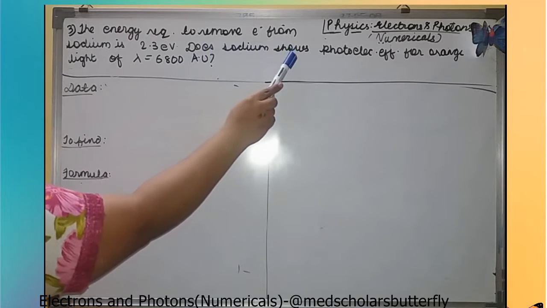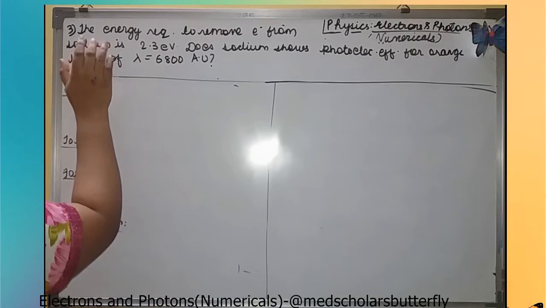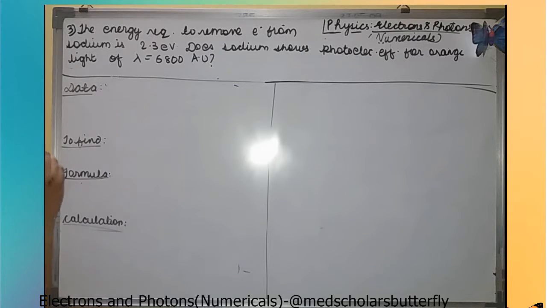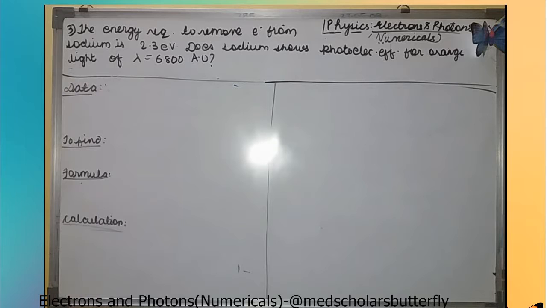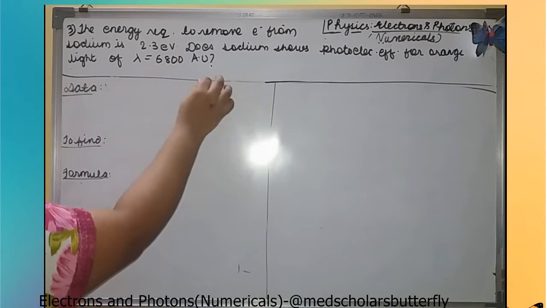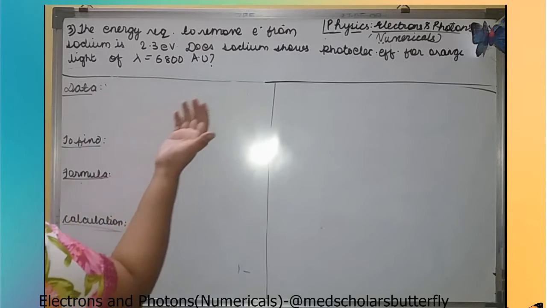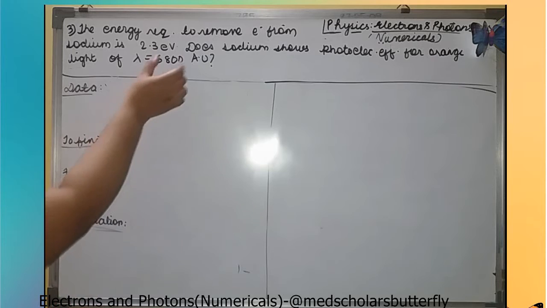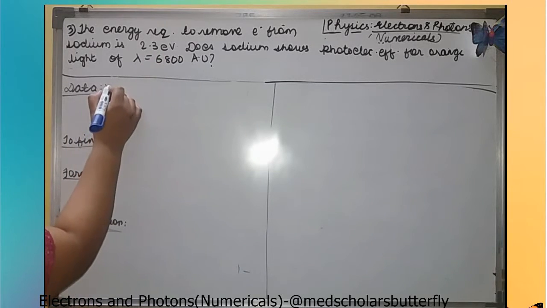The sodium shows photoelectric effect for orange light of wavelength this much. That means when light is getting emitted on sodium, the energy which is required is this much. They are asking whether the sodium shows photoelectric effect in the same way for orange light also, which has wavelength this much. Let us write down what is given to us.